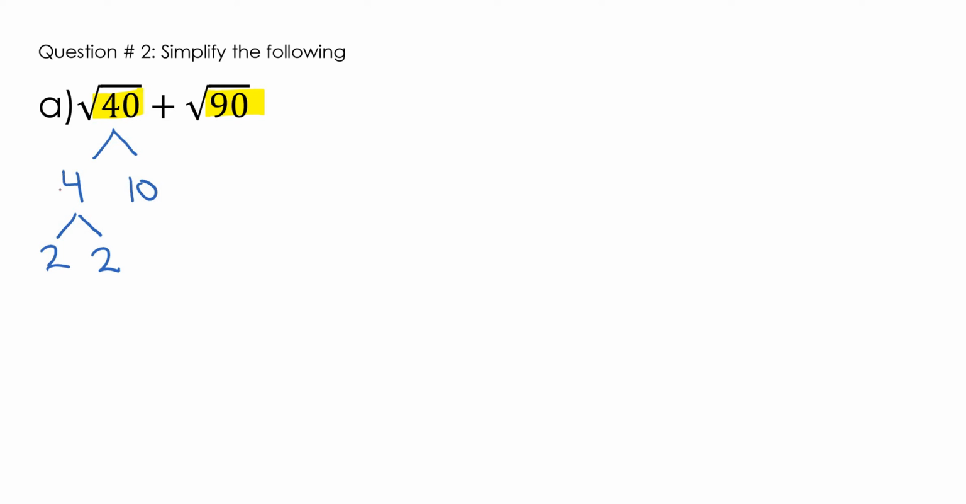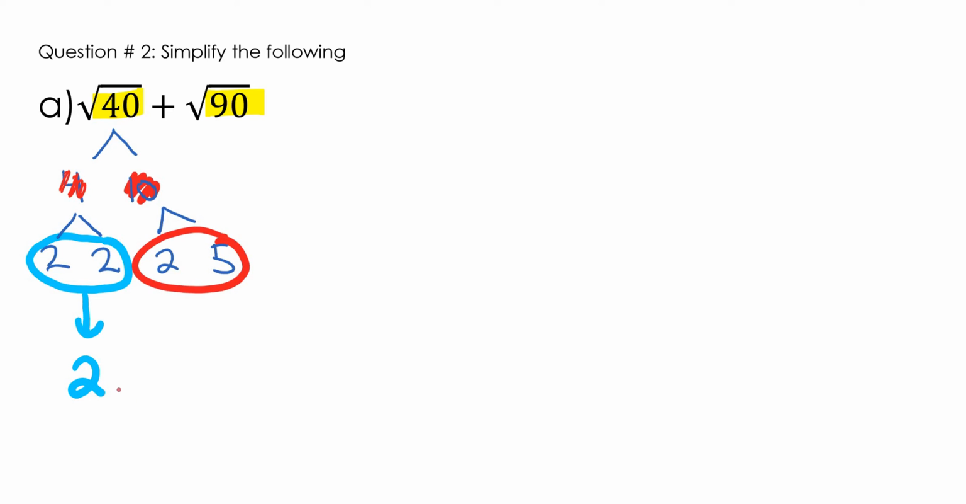And since I'm done breaking down the 4, I'm done with that one. And then the 10, I can break down into 2 and 5. And then I'm done with the 10 there. All right, so these are all prime numbers, so I can stop here. I don't need to break this down any further. And now I need to look for pairs. So here's a pair right here. So that pair goes on the outside of the radical. And these numbers right here, the 2 and the 5, they go on the inside. So 2 times 5, and 2 times 5 is going to be 10. So I can erase this and just write 10.